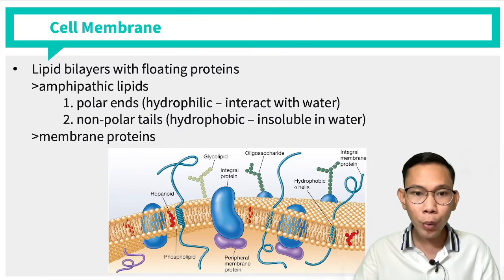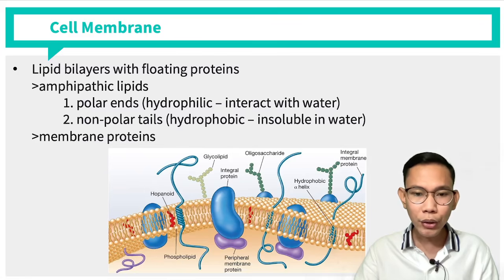This is now your polar ends or your water-loving hydrophilic, and your tails, which are inside, are insoluble in water. And also, your cell membrane now contains membranous proteins. What are these different membrane proteins? So we have your peripheral and your integral protein. So saan po dyan, Doc, ang peripheral protein?